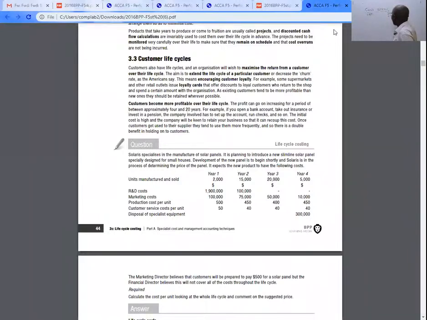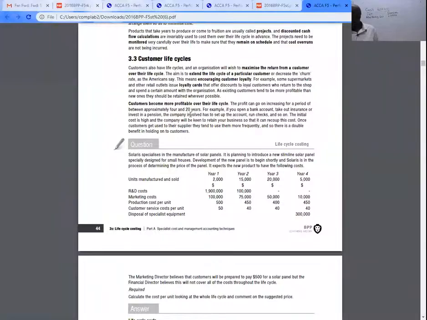But can someone else confirm that figure? For the marketing cost. So for the marketing cost, I'm being told it's 235,000.